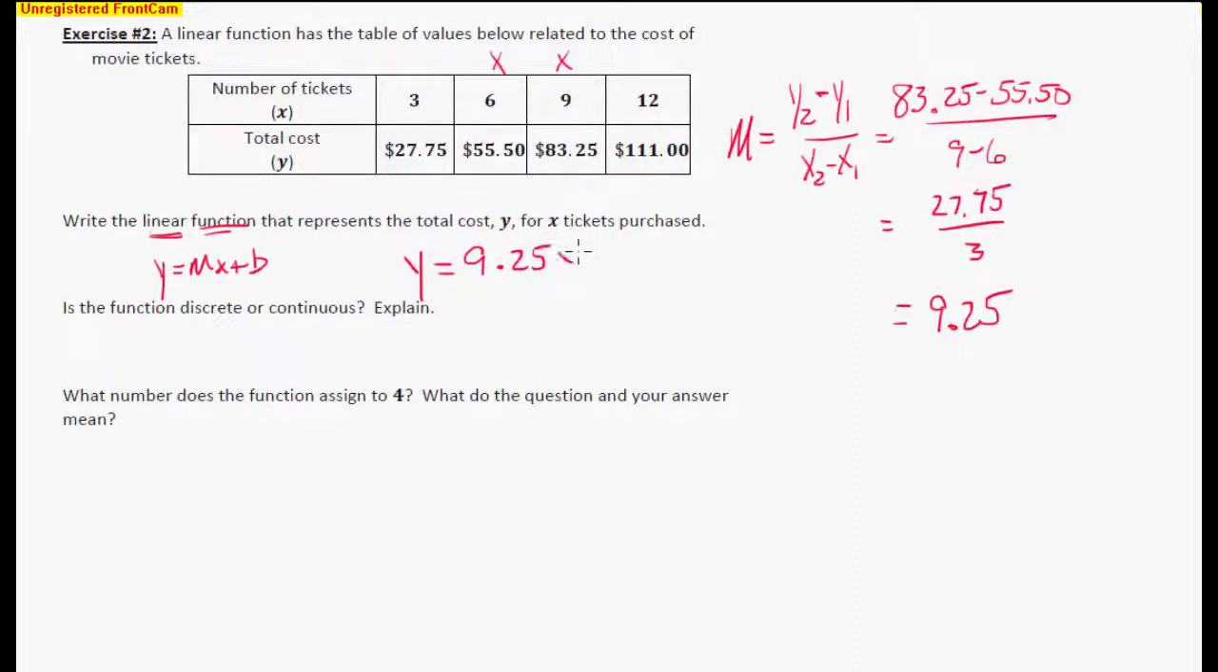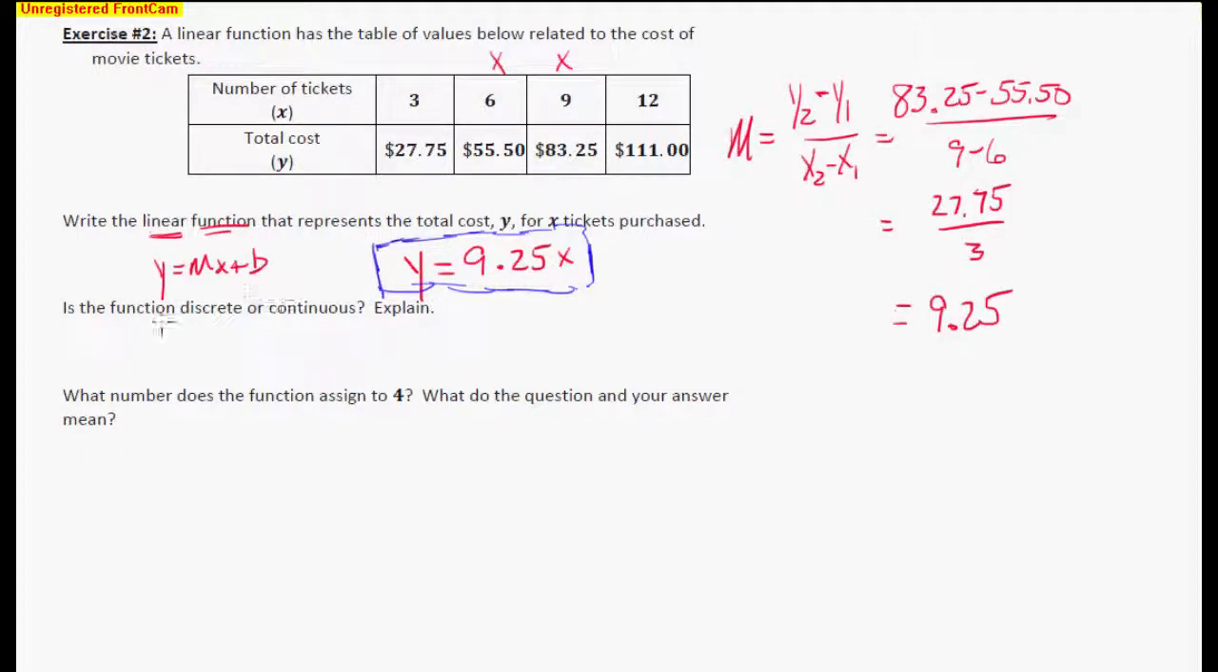9.25x. And again, think about if you buy 0 tickets, well, what's going to be your cost? It's going to be $0. So your y-intercept, again in this case, is just 0. So here is your function. All right, there's the equation that's going to describe this situation here.